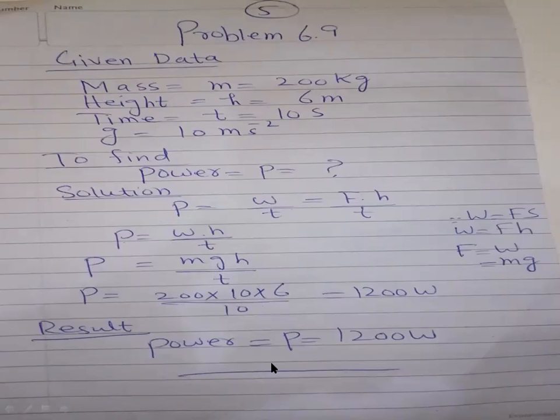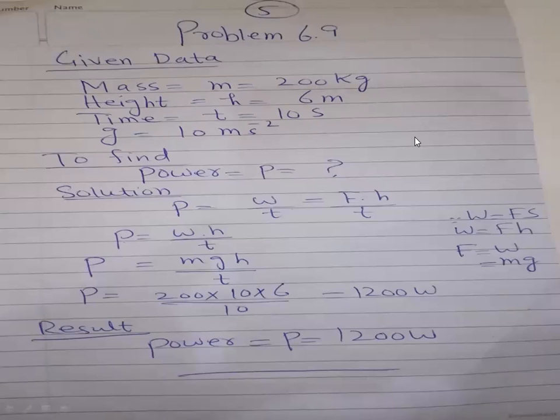I repeat numerical 6.9 for your convenience. Calculate the power of a pump which can lift 200 kilogram of water to a height of 6 meters in 10 seconds. Students, you need to write just whatever is given to us. In this numerical, mass is given to me, 200 kilogram, which is already in SI, so we don't need to convert this. Height H is 6 meter, also given to me, and time T is 10 seconds. And g is 10 meter per second square.